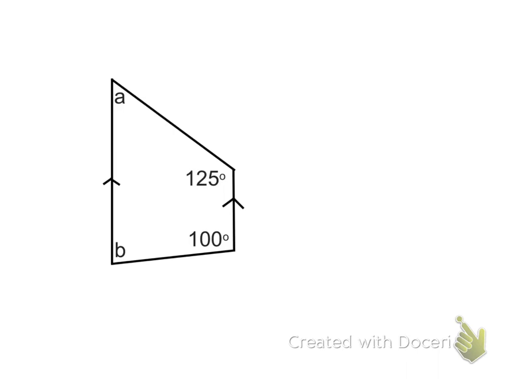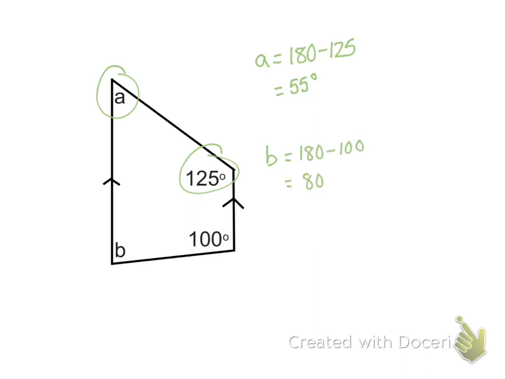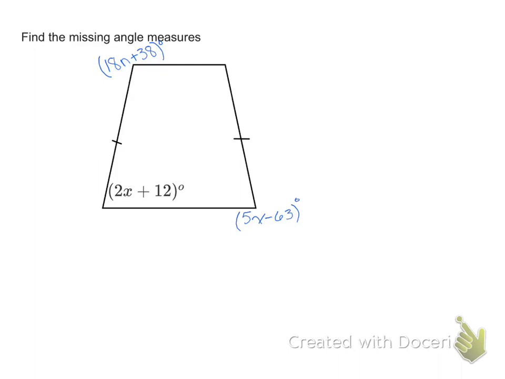Remember, too, that two angles formed by a leg on the two bases are supplementary. So A would equal 180 minus 125 because we know that those two angles together add up to 180. That means A is going to be 55 degrees. B is 180 minus 100, which is 80 degrees. So these two angles are also supplementary. They add to 180 degrees. Finding the missing angle measures on this one.